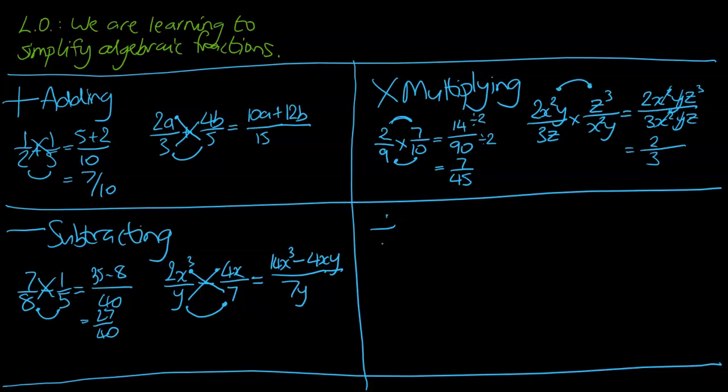The top team and the bottom team, you've got to compare them. Top team has more z's. They've got 2 extra z's, so that's going to become z squared. And for the final operation, we're going to shift on to dividing.